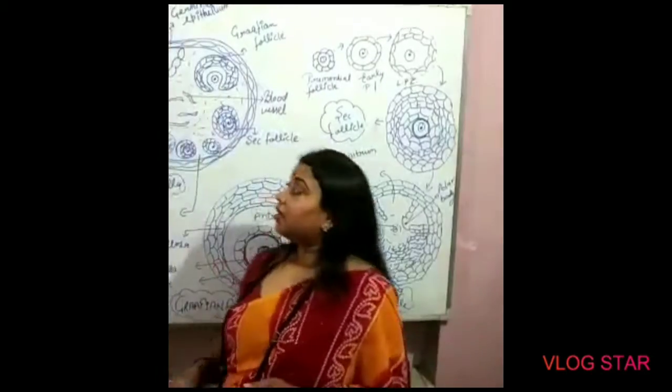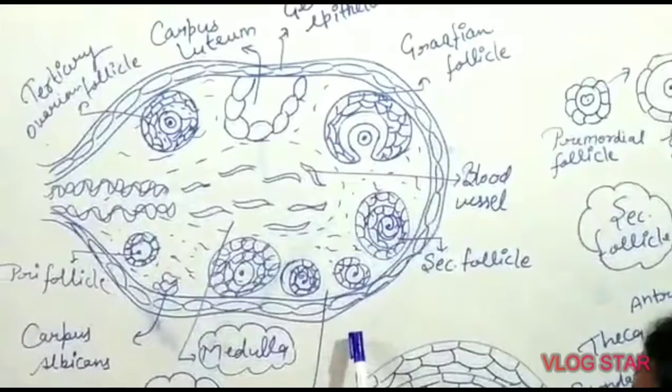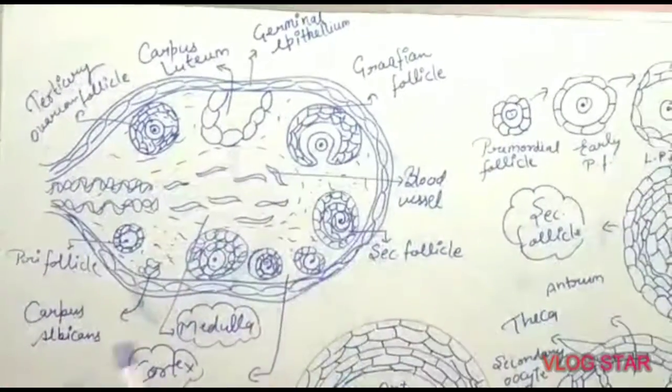Hello class. Today's topic is the human female ovary. This is the structure of the human female ovary, a transverse section of the human female ovary.